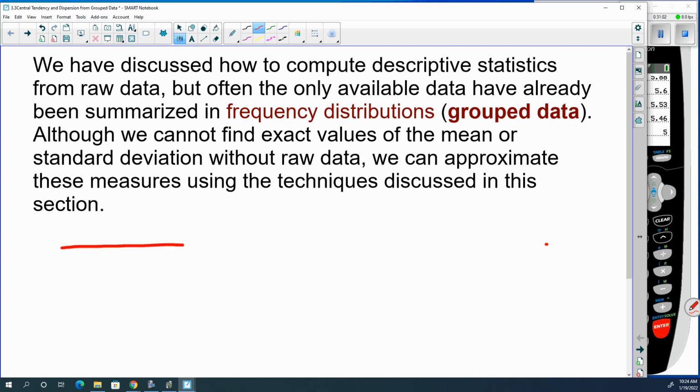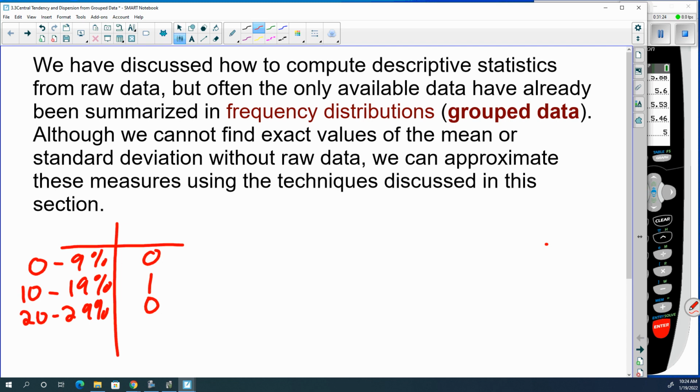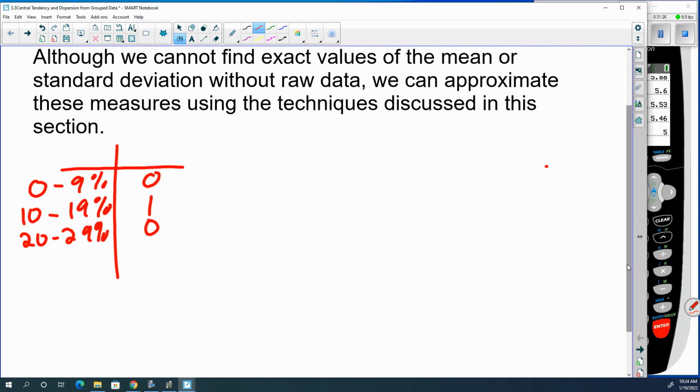So maybe if we were dealing with test scores, maybe you only had a chart that said people between 0 and 9% on the test. There were no students, hopefully. Students between 10 and 19% on the test. Maybe there was one student. Students between 20 and 29% on the test. Maybe there was no one. And then you have all of this data.